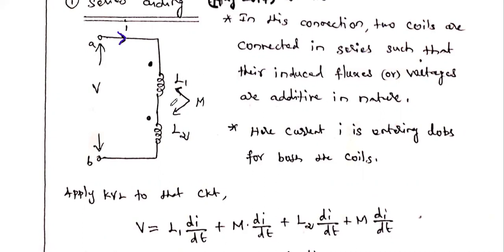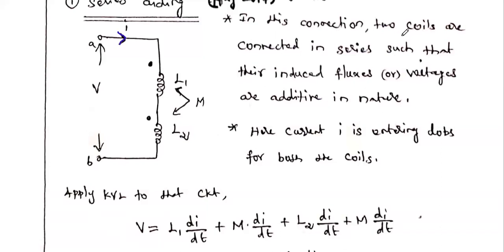Okay, that is the thing. If the dots are different, it means the EMF induced by the mutual inductance is opposing the self-induced EMF. Okay, that is the case. Because of that, we may get the L equivalent. The equivalent inductance value will vary.